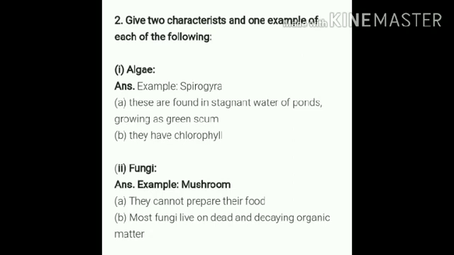Now give two characteristics and one example of the following. 1. Algae. The example will be Spirogyra and the characteristics are: 1. These are found in stagnant water of ponds growing as green scum, and second, they have chlorophyll. Fungi. Example will be mushroom. They cannot prepare their food and most of the fungi live on dead and decaying organic matter.